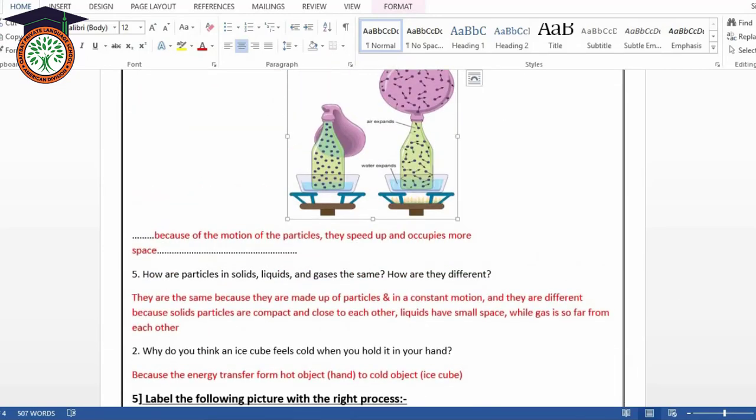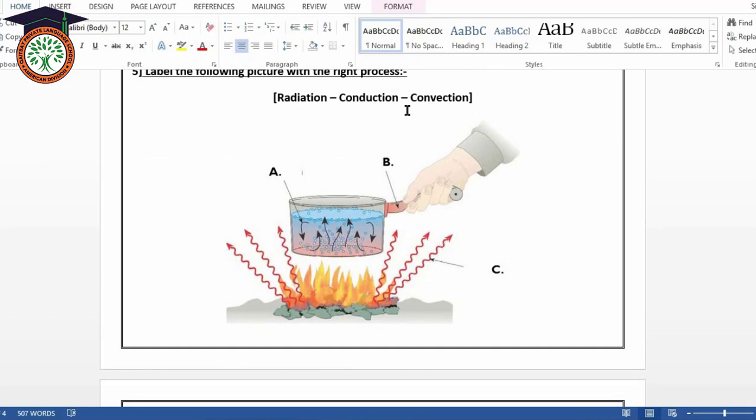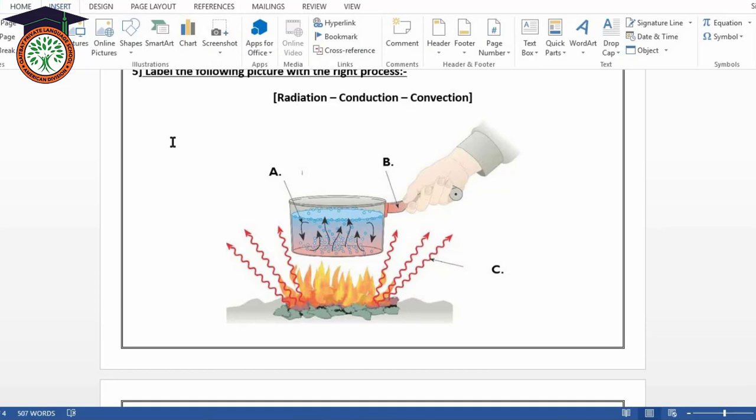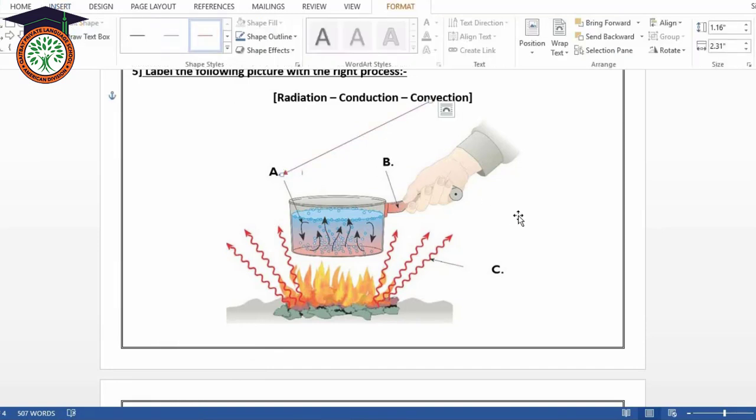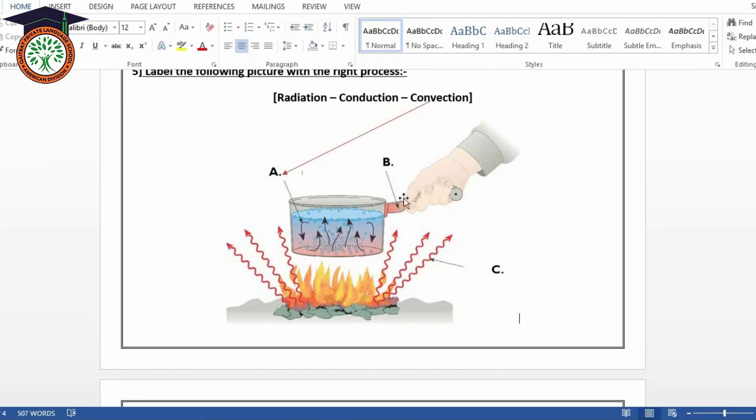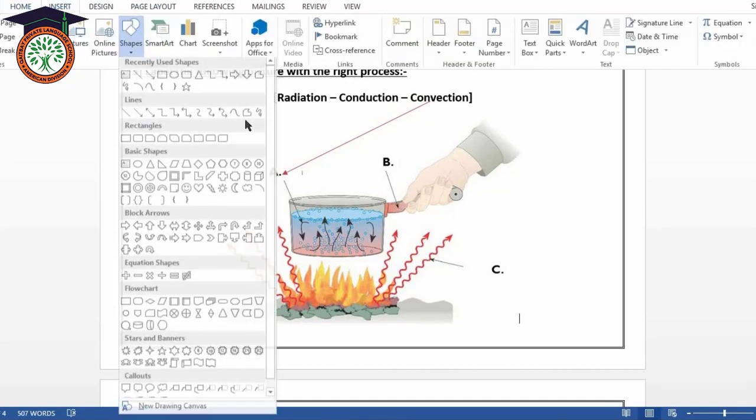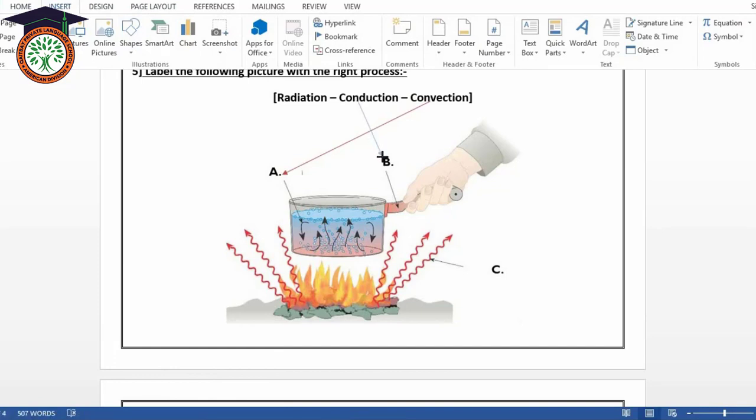And let's see the last one here. We have the picture. I need you to label which one is the radiation, which one is the convection, and which one is the conduction. So let's see A. I'm talking about the water particles itself. So will this be radiation, or what? It will be convection. Excellent. So we're going to choose convection in A.